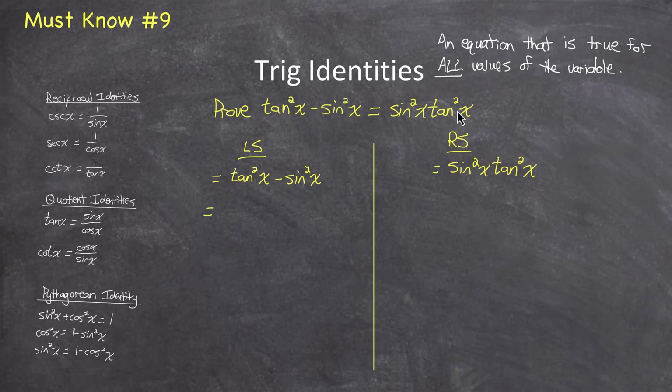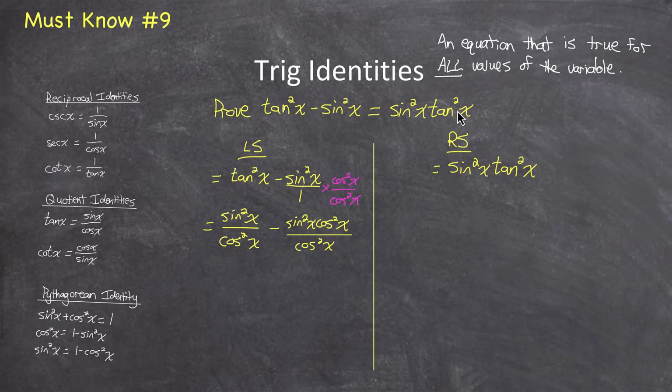What I could do on the left, I know that based on the quotient identity, tan of any angle equals the quotient of sine over cos. So I can change tan squared x to sine squared x over cos squared x. And then I'm subtracting sine squared x, but remember that sine squared x is technically over 1. I can multiply top and bottom of that by cos squared x to get a common denominator. I haven't changed its value, I've just multiplied it by 1.